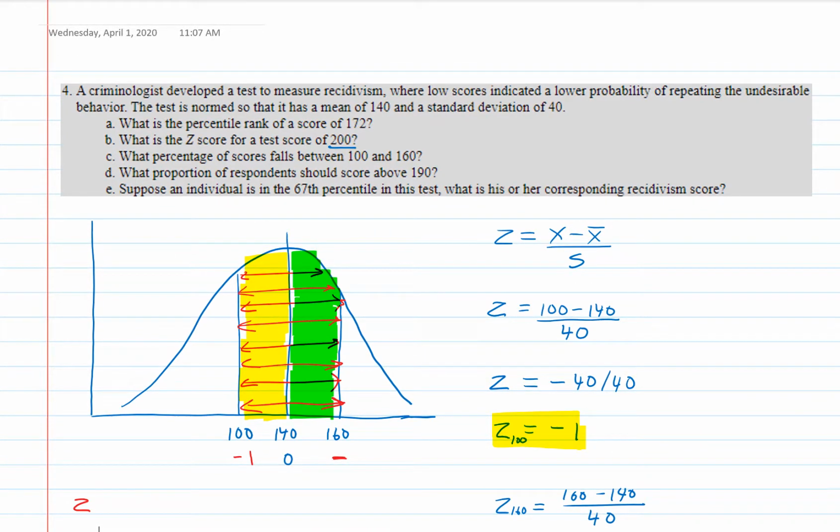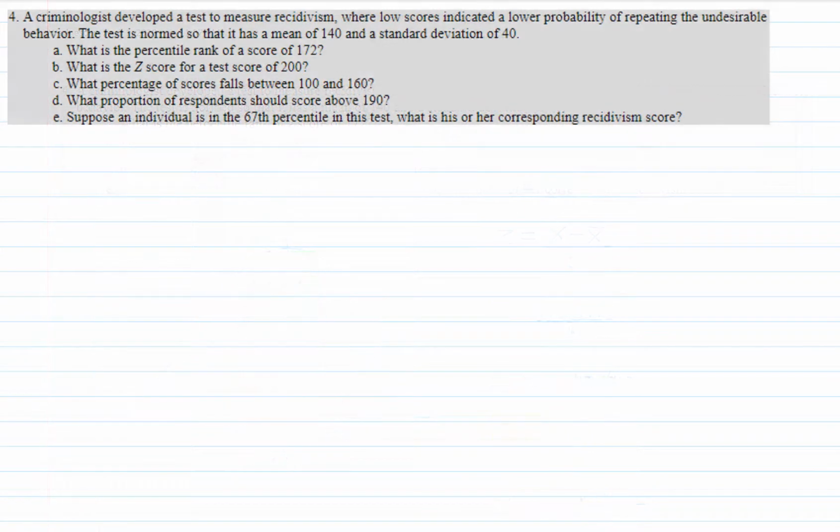What's the proportion of respondents who score above 190? How do we figure that one out? Let me erase what I have and we'll get right into it. Okay, so now I've erased everything we've done so far, and let's tackle problem D. What proportion of respondents should score above 190? Again, let's draw out what's going on here. Well, let's first record everything that we know.